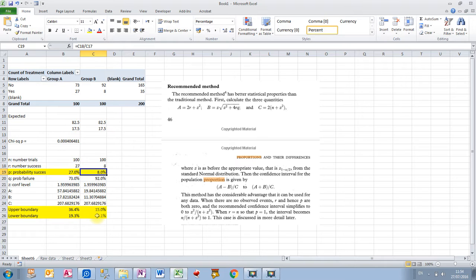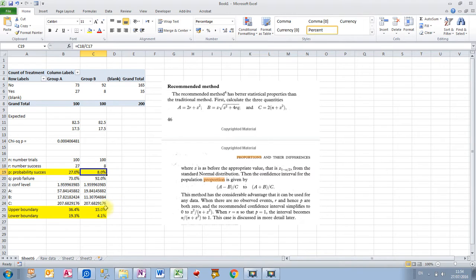Okay? So because the two do not overlap, that means we can be very certain that the two are different, which of course is what the chi-square test tells us. But the confidence interval tells us much more. It gives us an estimate of how successful group B is and how successful group A is. So that is the effectiveness of confidence interval. It tells us much more than the hypothesis test does.